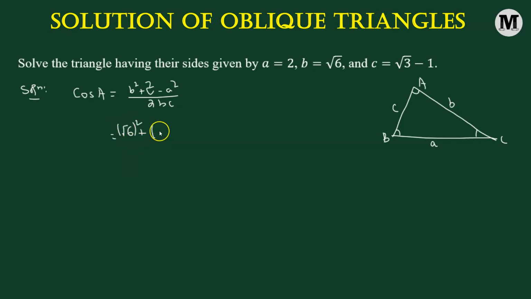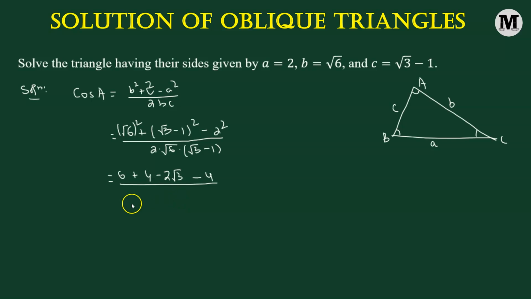Square root of 6 whole squared, added to square root of 3 minus 1 whole squared, minus 2 squared, divided by the product 2 times b, which is square root of 6, times c, so that's square root of 3 minus 1. So this is going to be equal to 6 added to 4 minus 2 times square root of 3, minus 4, whole divided by 2 times square root of 18 minus 2 times square root of 6. Okay, so 4 and 4 get cancelled out. We are left with 6 minus 2 times square root of 3, divided by 2 times square root of 18 minus 2 times square root of 6. So this is the value of cosine of angle A.